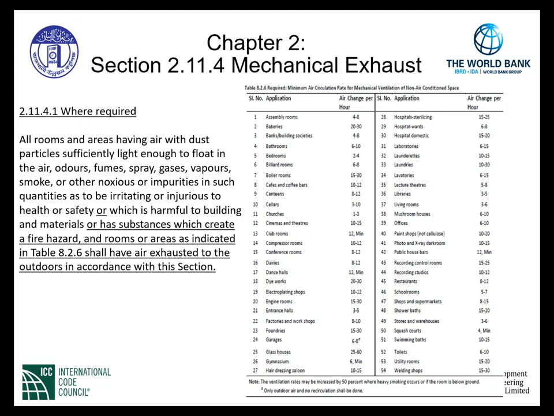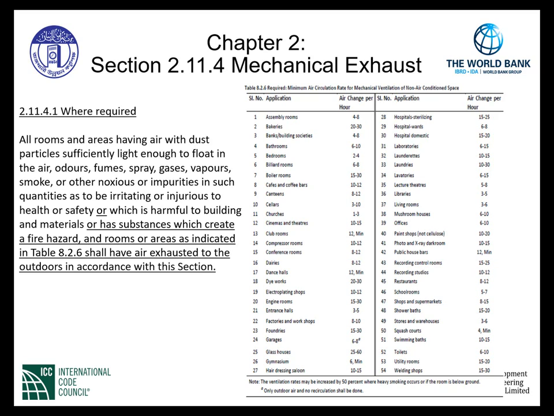Section 2.11.4.1, where required, all rooms and areas having air with dust particles sufficiently light enough to float in the air, odors, fumes, spray, gases, vapors, smoke, or other noxious impurities in such quantities as to be irritating or injurious to health or safety, or which is harmful to building and materials, or has substances which create a fire hazard in rooms or areas as indicated in Table 8.2.6, shall have their air exhausted to the outdoors in accordance with this section.